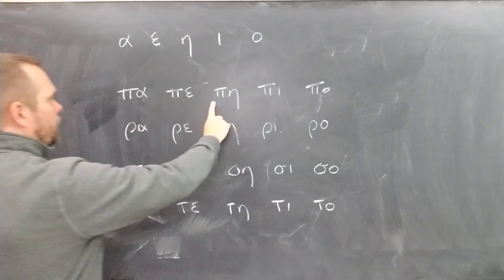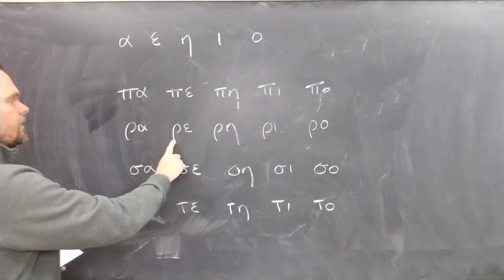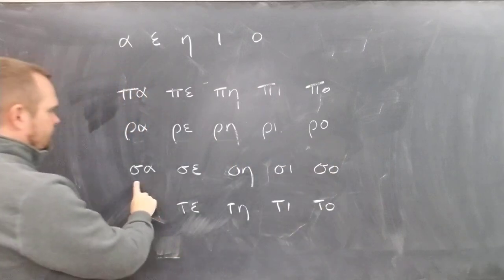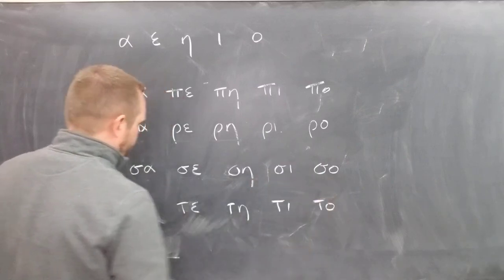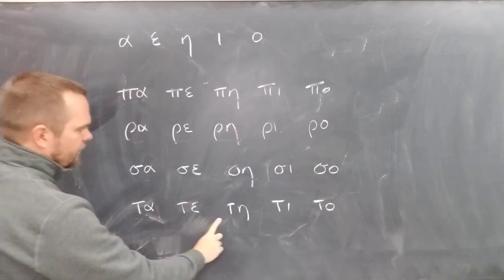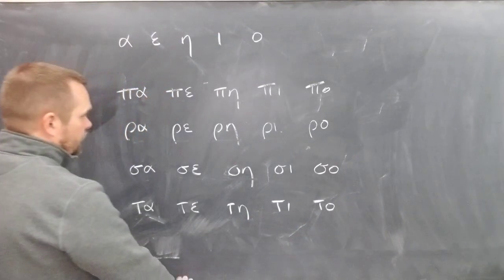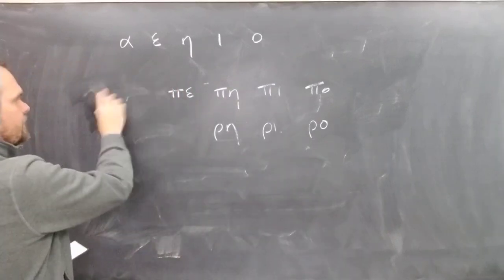Pa, pe, pi, po. Ra, re, ri, ro. Sa, se, si, so. Ta, te, ti, to. That brings us through the consonant Tau.